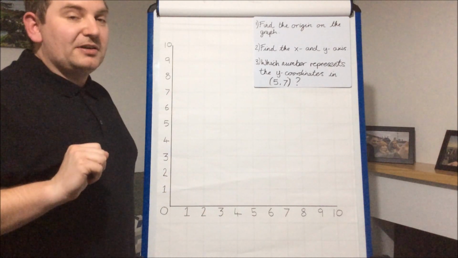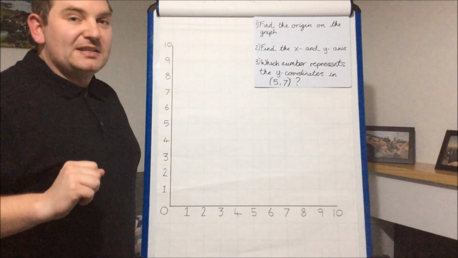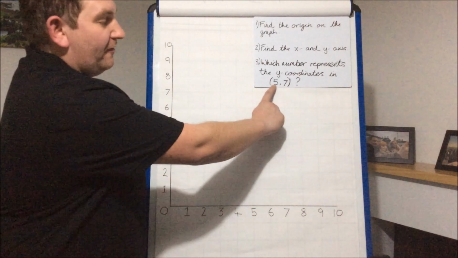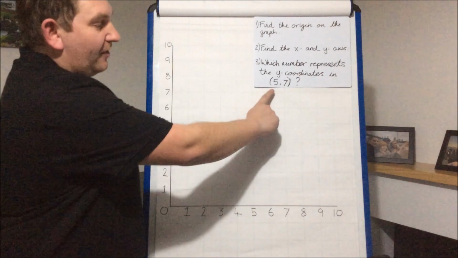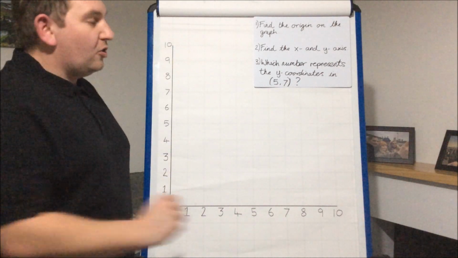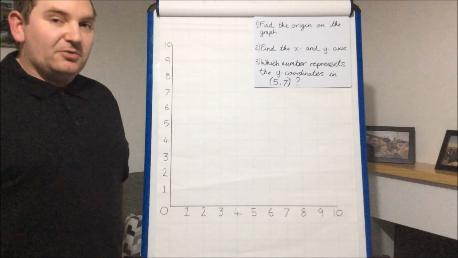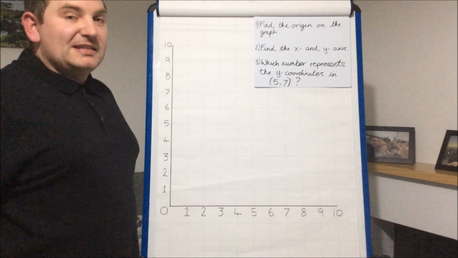And question 3, I would like you to think about which number represents the y coordinates in 5, 7. So does the 5 represent the y coordinates, or is it the 7 that represents the y coordinates? Pause the video now and have a think.